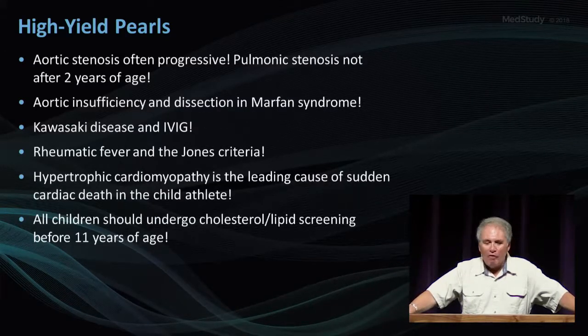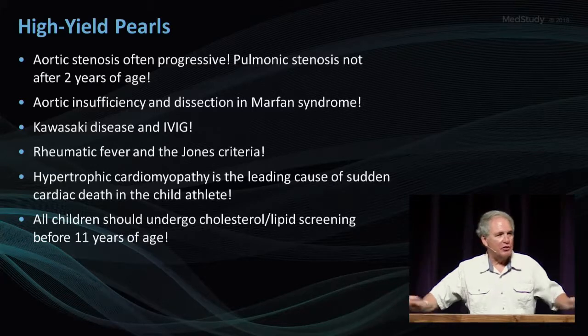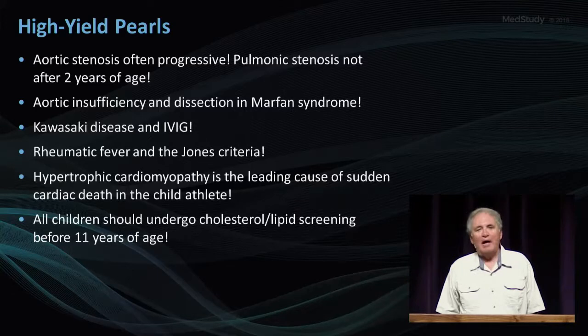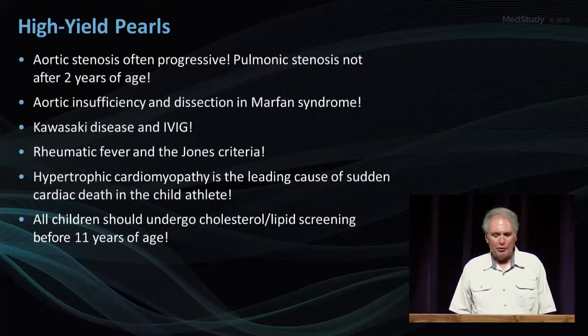Aortic stenosis, often progressive. Pulmonic stenosis, not progressive after 2 years of age. Remember the association of aortic insufficiency and dissection in Marfan syndrome. Kawasaki's disease and IVIG, you all knew that. Rheumatic fever, know the Jones criteria. Know that hypertrophic cardiomyopathy is the leading cause of sudden cardiac death in the child athlete. And remember that all children should undergo cholesterol lipid screening before 11 years of age.